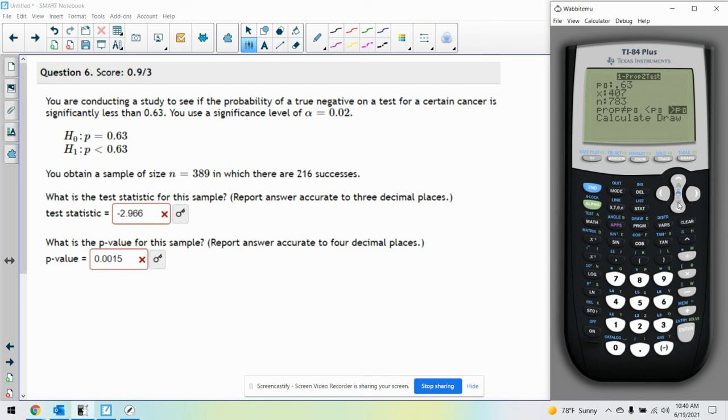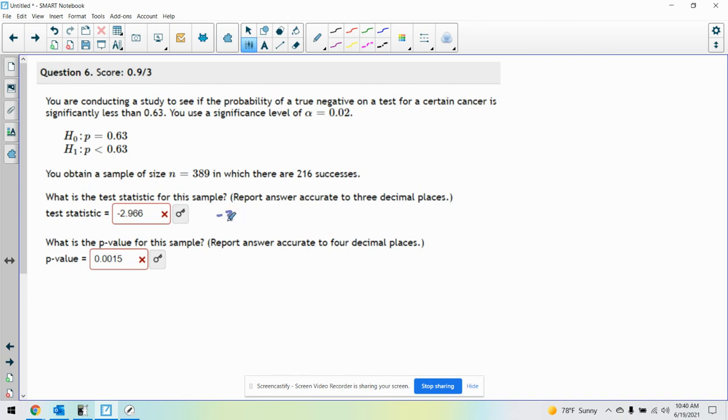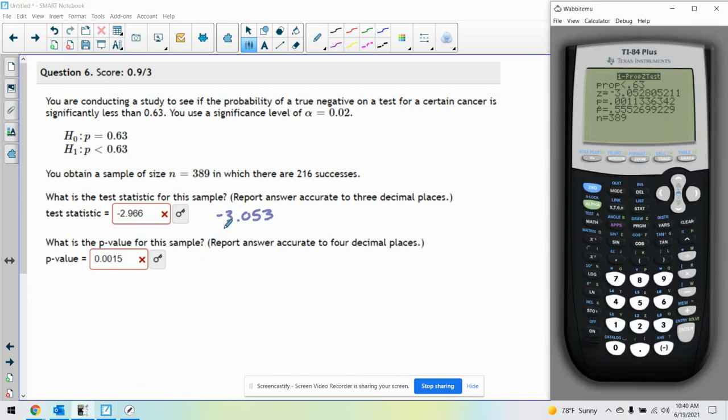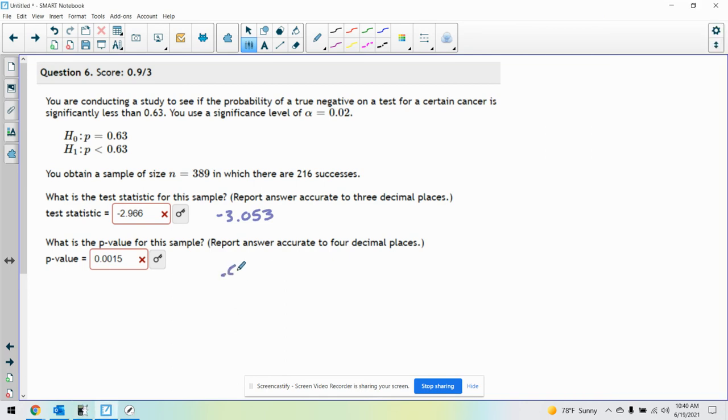We were trying to show that it's less than 0.63. So there's our null, that it is 0.63. The number of successes is 216 out of 389. And we're trying to show that it's less than. And we hit calculate. So we get a test statistic of negative 3.053. And we get a p-value of 0.0011. I'm not sure what happened here, but those are going to be your correct answers.